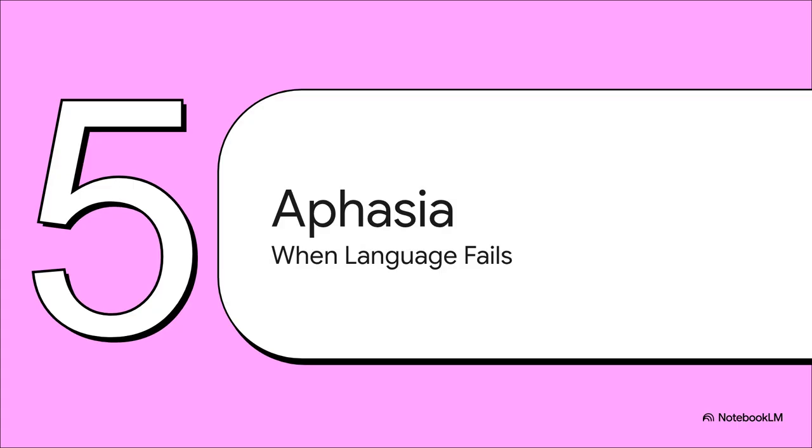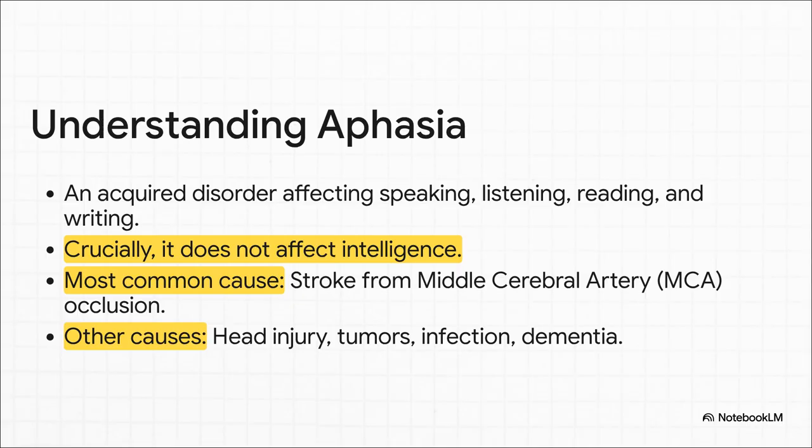Okay, now that we've built this incredibly detailed picture of how language is supposed to work, it's time to see what happens when these delicate circuits are damaged. Let's move into Section 5 and talk about aphasia. So, what is aphasia? It's an acquired communication disorder. That means it can mess with any and all parts of language: speaking, listening, reading, and writing.